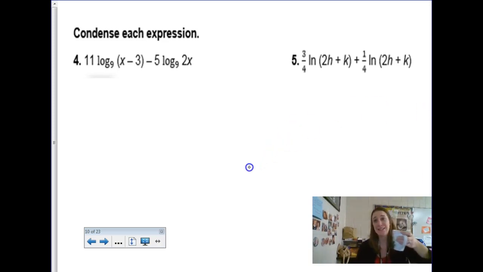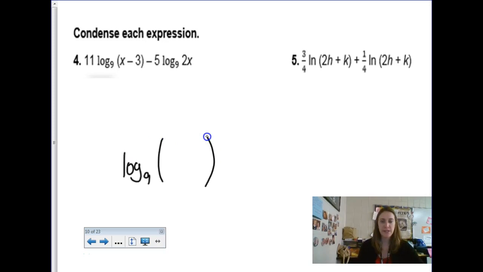So condensing. I like condensing a lot better because it's easier for me to do. I know when I'm done because it's just one logarithm. So whenever I'm doing these, like a bunch of them on a worksheet or for homework, somewhere where I'm going to put my answer, I'm just going to write like log base 9 and then a big empty parenthesis, like waiting for all of my answers to be placed there. So we're going to do all those steps in reverse.